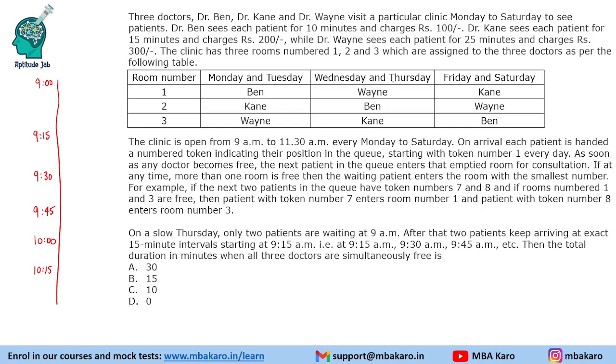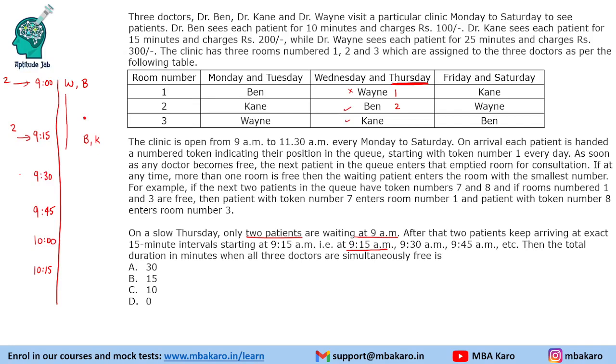Now the day is Thursday. First two patients will go to Wayne and Ben, because there are two patients at 9 a.m. So first patient is going to Wayne and another is going to Ben. Ben will be free by this time, but Wayne is occupied till 9:25. Now next two patients enter at 9:15 a.m. Wayne is occupied, so they cannot go to Wayne. So first person will go to Ben, because Ben is free by 9:10, and next will go to Kane.